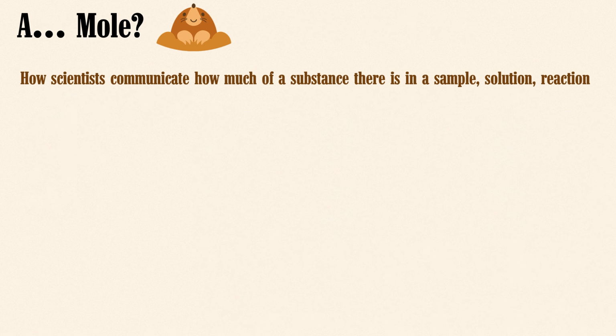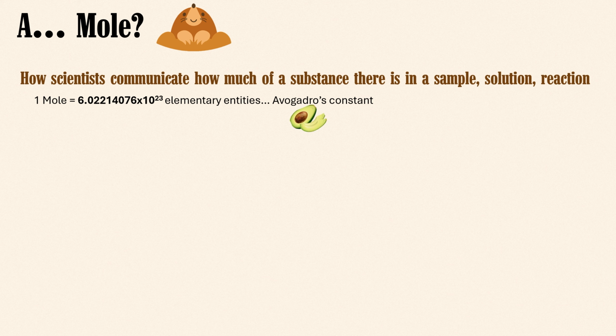Before wrapping up, I do want to talk about the mole a little bit more. The mole is how scientists communicate how much of a substance there is in a sample, solution, or reaction. And that's because it's more useful than the mass quite often. So 1 mole equals 6.022 times 10 to the power of 23 elementary entities, or Avogadro's constant. I almost said it then, but I quite often accidentally refer to it as avocado's constant. And I guess that's kind of a helpful way of remembering it.